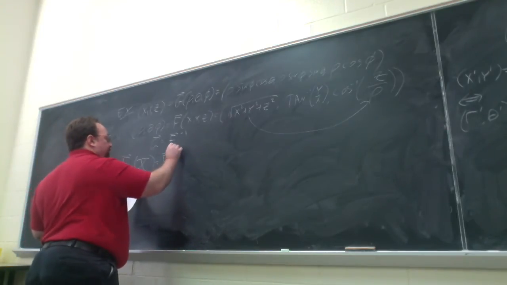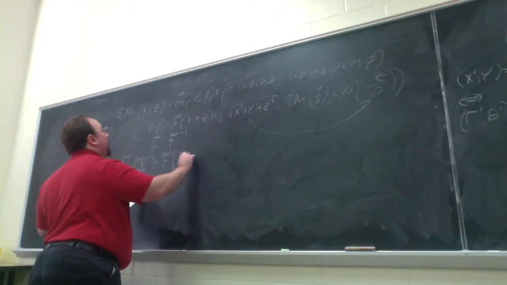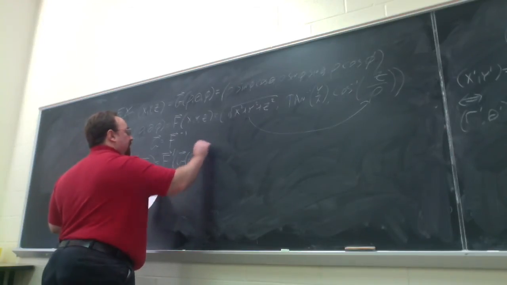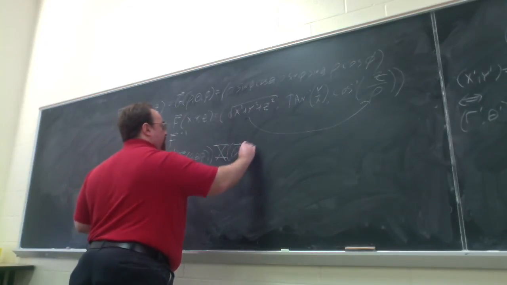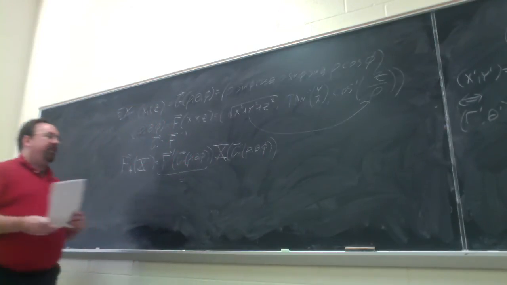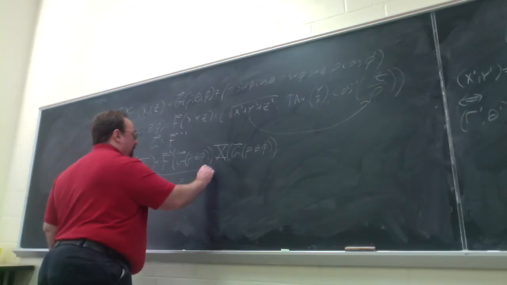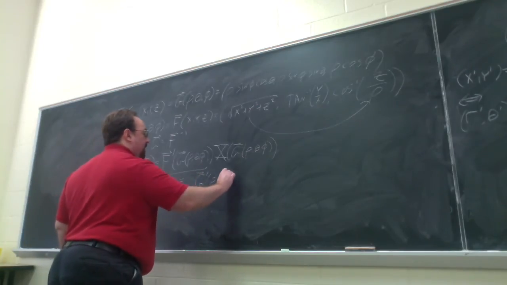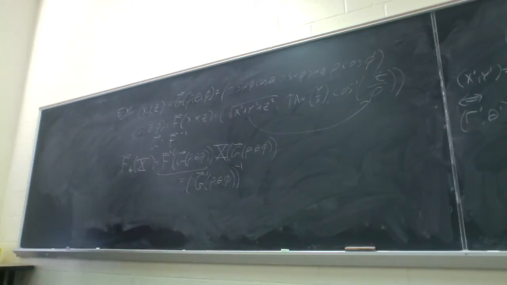f prime of g of rho, theta, and phi times big X of g of rho, theta, and phi. So now we just need this. We're going to find that by taking g prime of rho, theta, and phi and then inverting it, and then that'll give us that part.